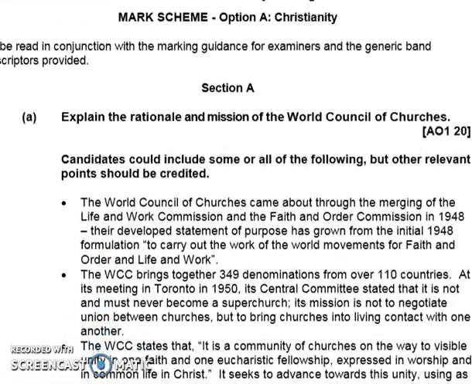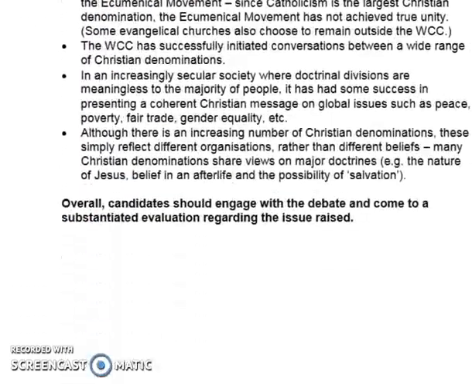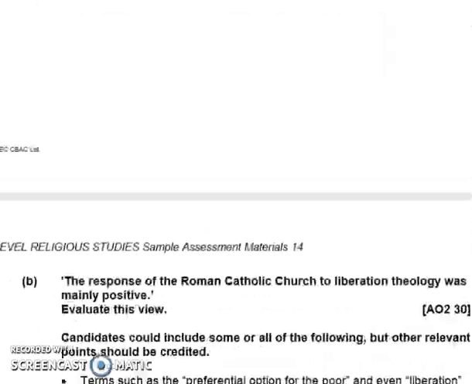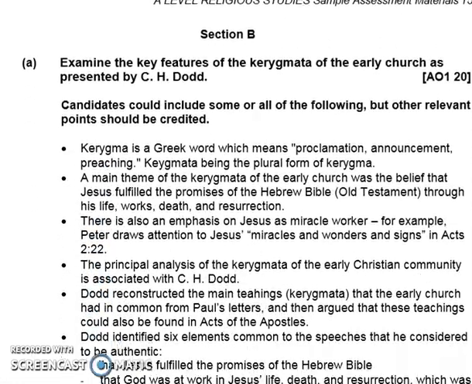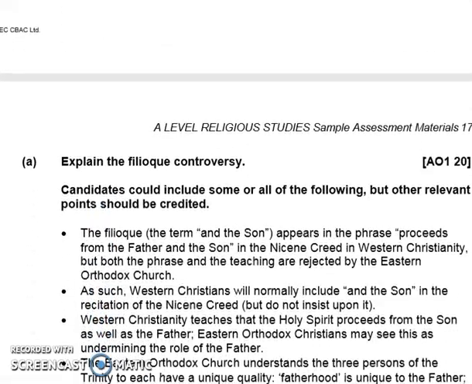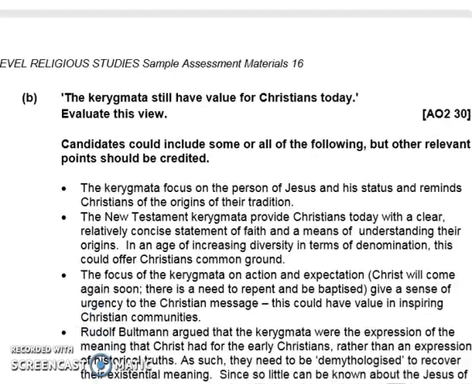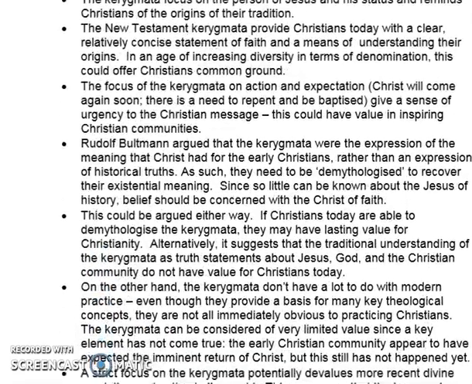So these are the mark schemes for each particular question. World Council of Churches and the ecumenical movement, liberation theology and the response of the Catholic Church, and kerygma, C.H. Dodd, and does the kerygmata have value today? There are also questions on ordination of women and the filioque controversy. Of all of those, I don't think any of them have been asked again on a real paper, so I think this sample paper is worth looking at. There is a mark scheme here for the kerygmata still has value for Christians today.